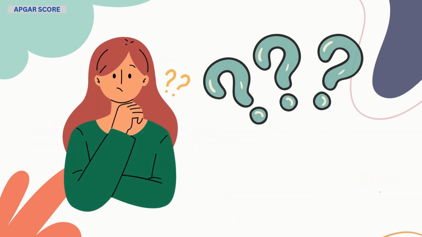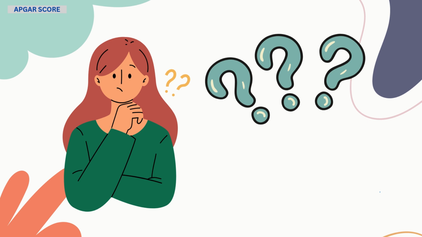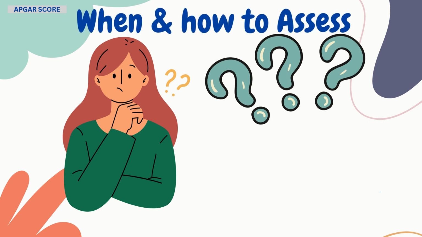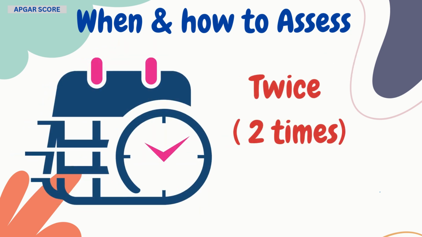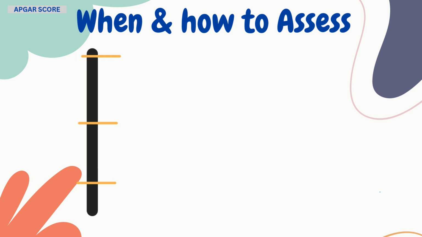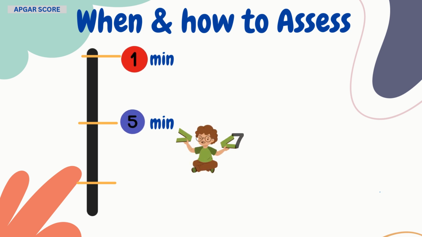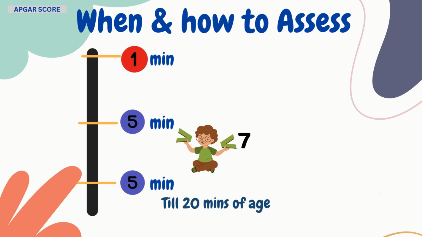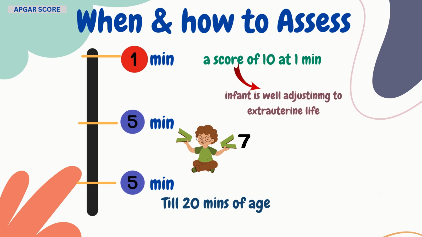Now, question arises when and how many times we have to assess the baby using APGAR score. It is important to know that it is assessed twice. First at 1 minute of age and other at 5 minutes of age. If the score is less than 7, it can be repeated again after 5 minutes duration gap till 20 minutes of age. A score of 10 at 1 minute means that the newborn is well adjusting to extrauterine life.